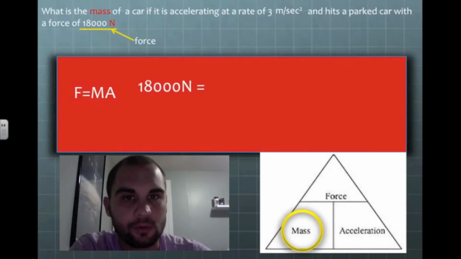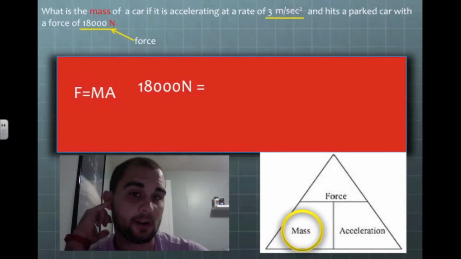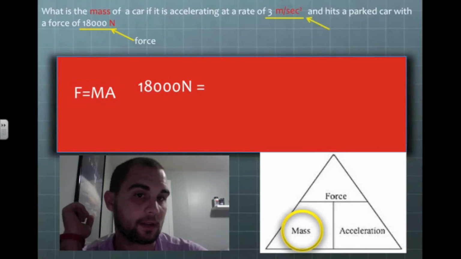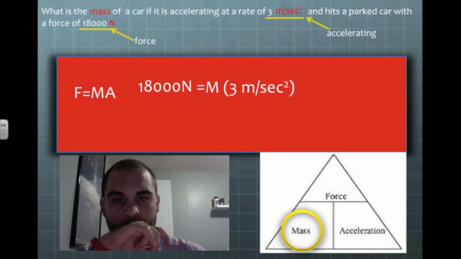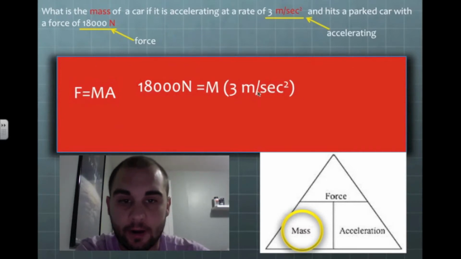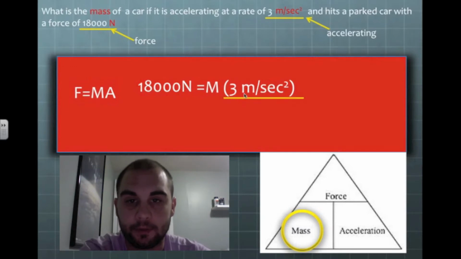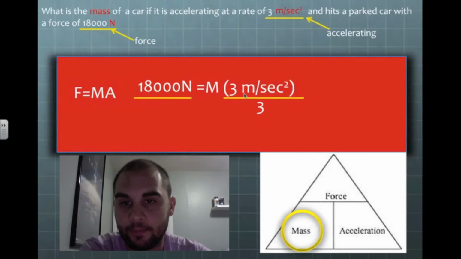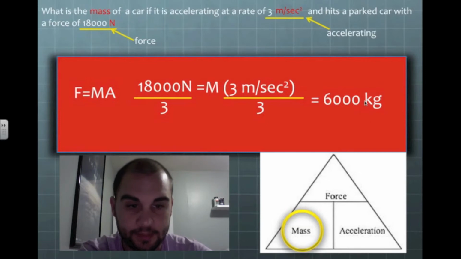18,000 newtons equals, I have this one up here, 3 meters per second squared. Meters per second squared is, if you're guessing acceleration, you got that right. That's my acceleration, so I'm going to write that down. So I'm going to put m for my placeholder times 3 meters per second squared. Now, I need to get this m by itself on this side, so I'm going to divide by 3 on both sides. So 3 over here divided by 3 over there. That gives me 6,000 kilograms. And since we're solving for mass, our units are going to be in kilograms.